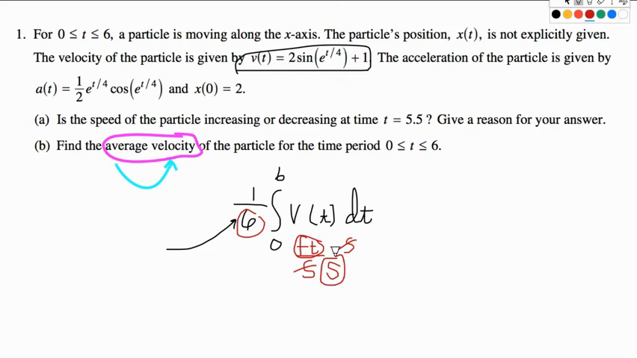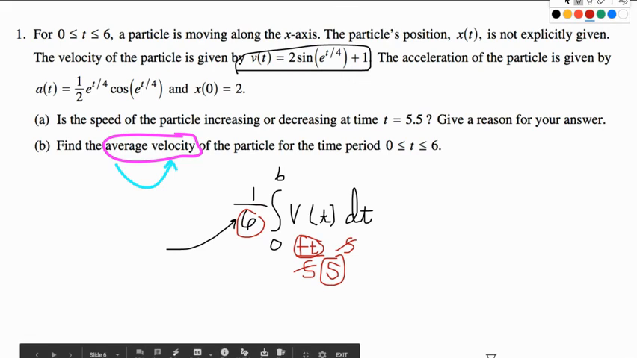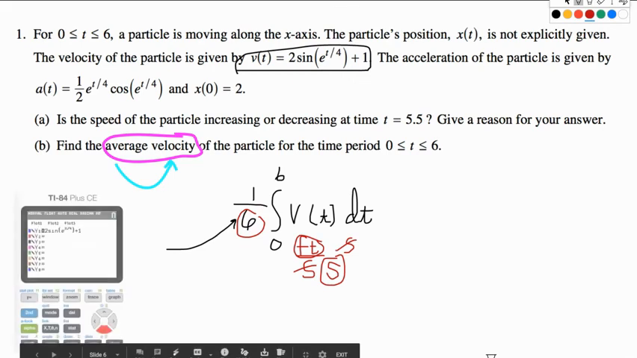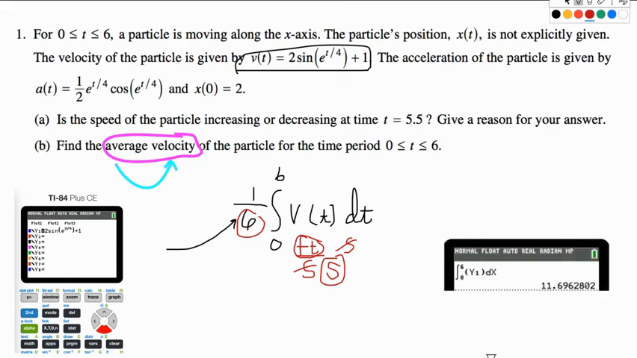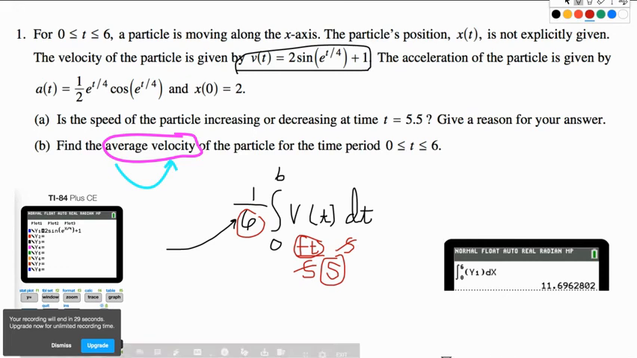So think of that unit analysis. And then what we would do on this one was calculator active. I believe this was 2011, if I'm not mistaken. We would go to our calculator and make sure that we have our velocity entered. And then I would use my Math 9 and my bars to bring it in. Okay, and the answer would be 11.696 for that one.